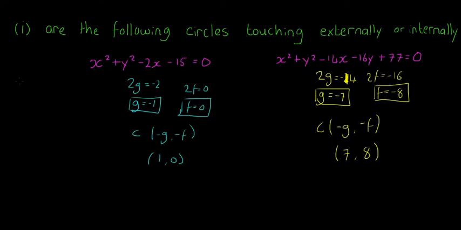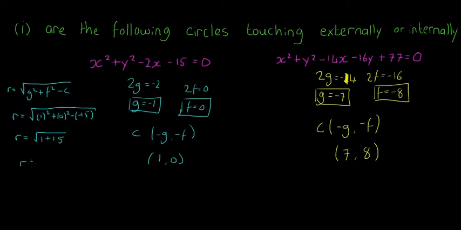So remember, the radius of a circle, I'll say r, is equal to the square root of g squared plus f squared minus c. So in this case we have r is equal to the square root of 1 squared plus 0 squared minus 15, because in this case c is minus 15. So that means r is equal to the square root of 1 plus 15, which is the square root of 16, and that means that r is equal to 4.